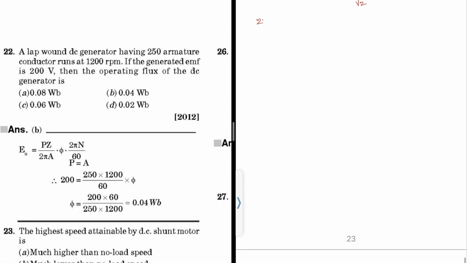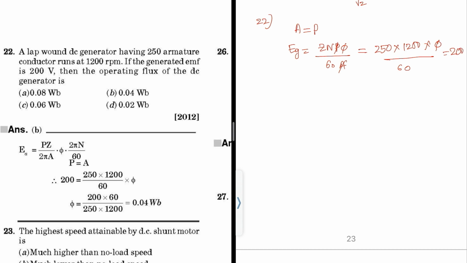Coming to the next question, this is a lap wound DC generator. In a lap wound generator, generally the number of parallel paths equals the number of poles. We know the generated EMF formula is E equals Z N P phi by 60 A, so P and A will be cancelled because they are equal. Z is the number of conductors, given as 250, and the speed is given as 1200 rpm. They ask for the flux, and the EMF is 200.